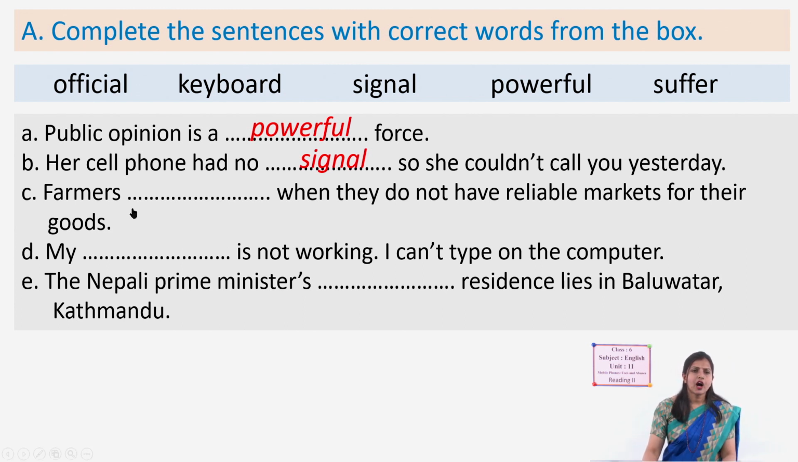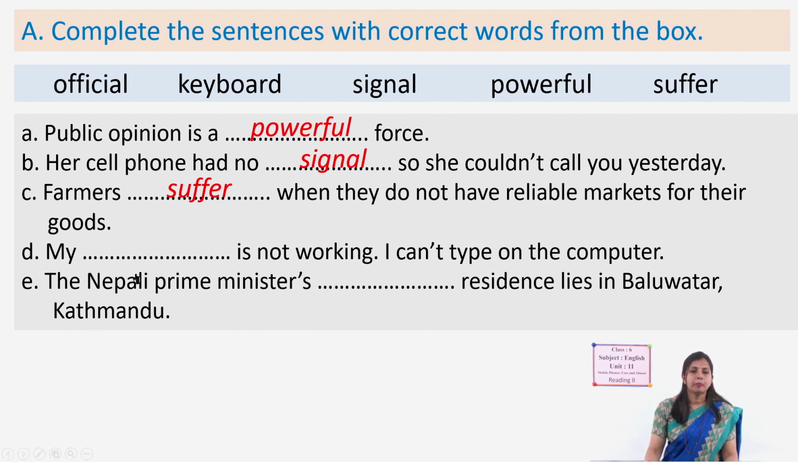Next, farmers ... when they do not have reliable markets for their goods. When they do not have reliable markets. Yes, if they do not have reliable markets, what do farmers have to do? Tell me. Very good. Suffer. They have to suffer. Yes.